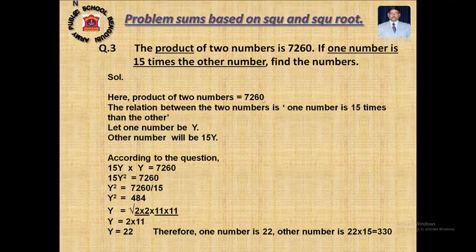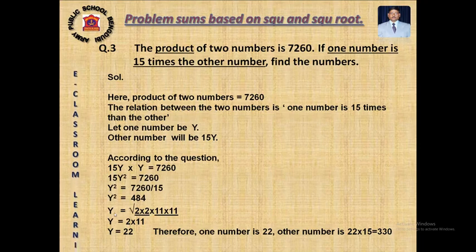So here the product of the two numbers is 7260, and the relation of the two numbers is that one number is 15 times the other number. So let one number be y. So what will be the other number? 15 times, 15y. So according to the question, 15y into y, that is the product of the two numbers, will be 7260. So 15y square is equal to 7260, or y square is equal to 7260 divided by 15. What am I getting? 484. So y square is equal to 484.